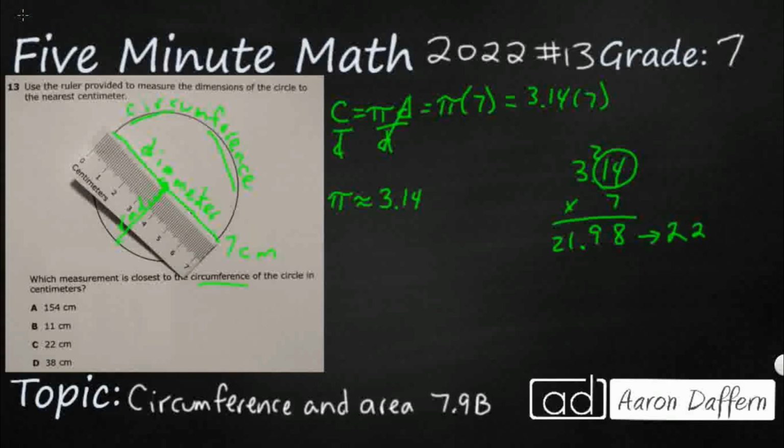Now here's another way we could have solved this problem. If we're doing a really rough estimate, you could just multiply 3.14 by 3, right? So 7 times 3 is going to get you 21. It's not quite the 22, but still that 22 is the only thing that's even close to it. So our answer here is C.